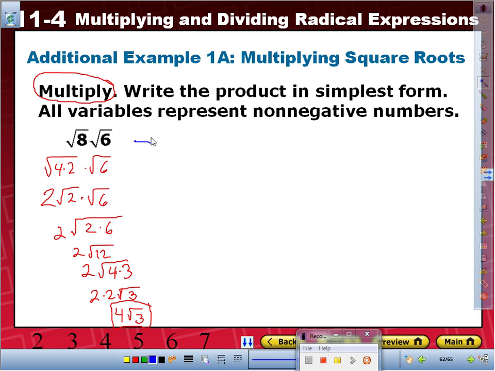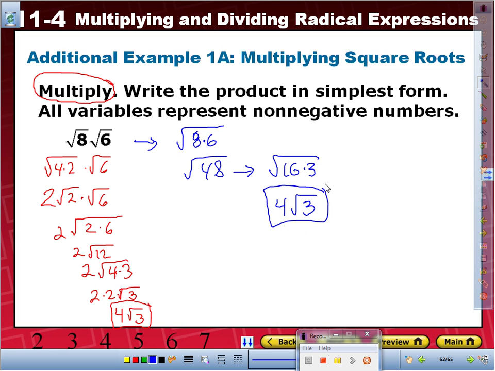So check this out. This way, this becomes square root of 8 times 6, which becomes square root of 48, which becomes square root of 16 times 3. What is square root of 16? 4 square root 3. Can I do it that way? Copy that, please. Yes.